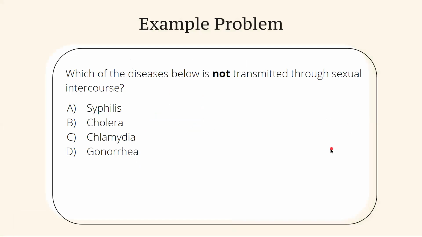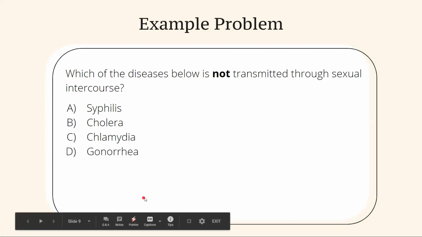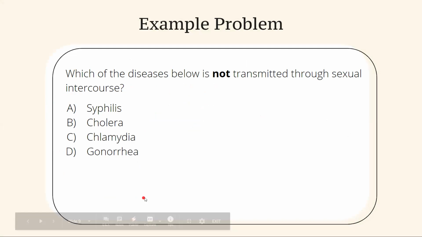So let's go over an example problem. Which of the diseases below is not transmitted through sexual intercourse? Is it A, syphilis, B, cholera, C, chlamydia, or D, gonorrhea? I'll give you a few seconds to think about it. You can always pause the video and go rewind to rewatch the beginning. Take your best guess.